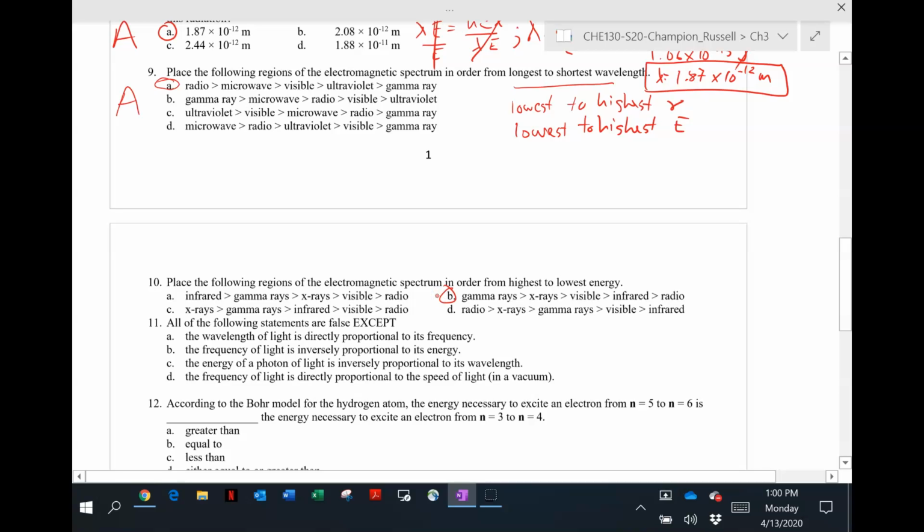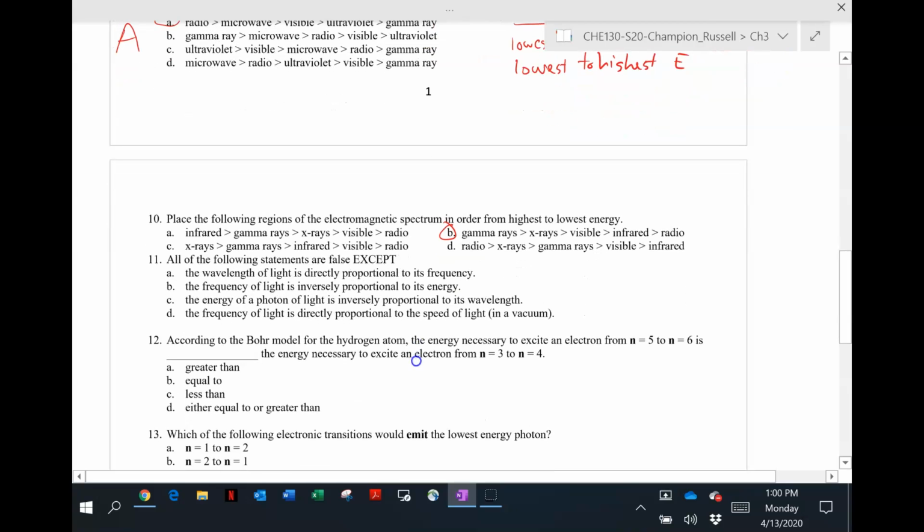Okay, now looking at number 11 here, we've got statements about light, and we have to figure out which one is the true statement. So the wavelength of light is directly proportional to its frequency. That's not true. Wavelength is equal to c over nu, so that's inversely proportional. The frequency of light is inversely proportional to its energy. E is equal to h nu, so that's directly proportional. So B is not correct.